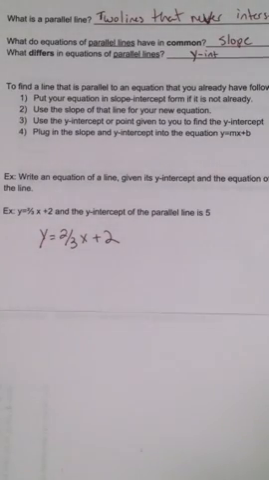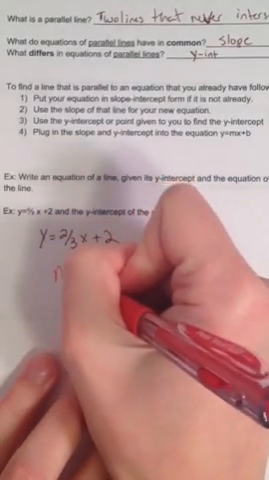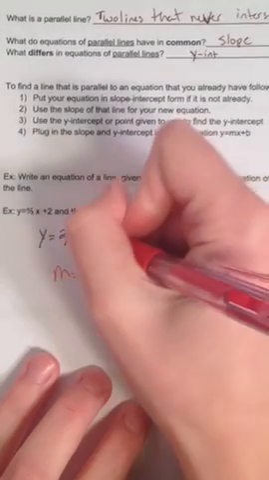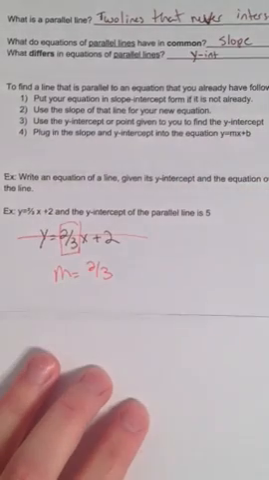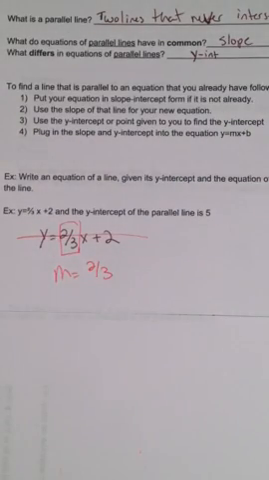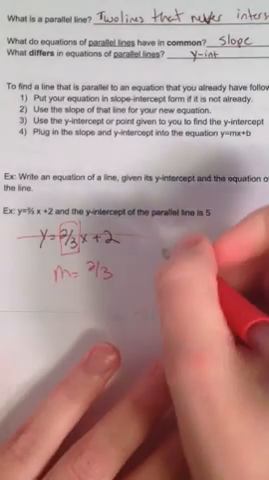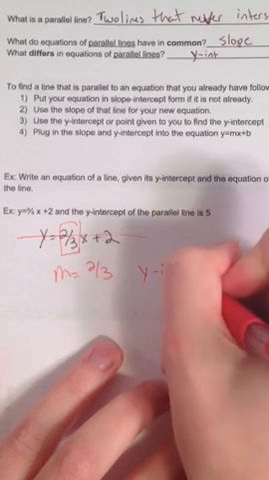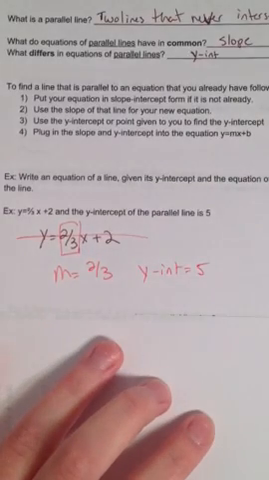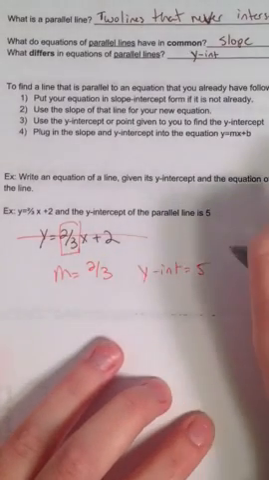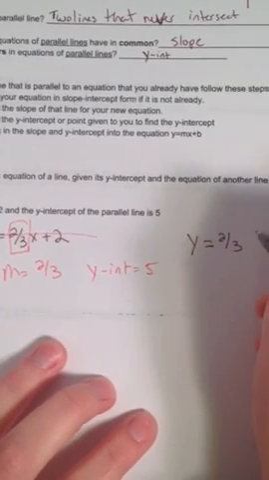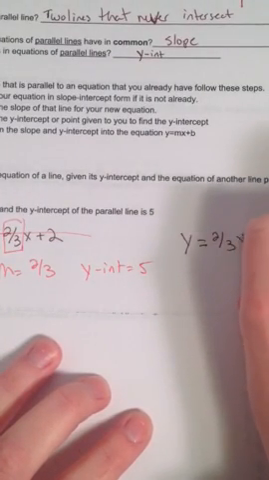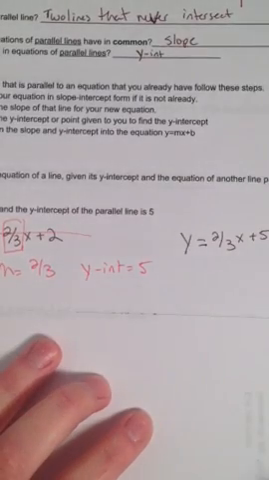Step 2 is use the slope of that line. So m in this case is 2/3. This is my slope. Remember to identify that. Now I don't need this equation anymore. I found my slope. I'm golden. Now it says the y-intercept of the parallel line is 5. So the y-intercept of my new line is 5. So my new equation is going to be y equals 2/3 x plus 5. You guys can't see that, sorry.